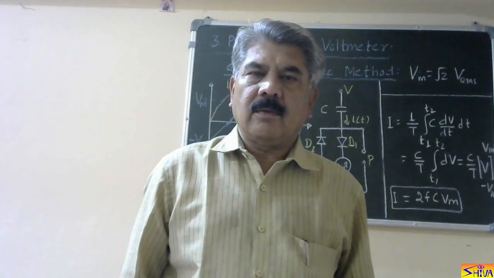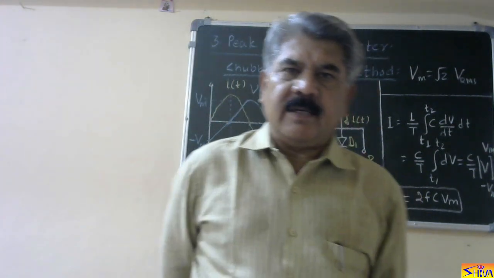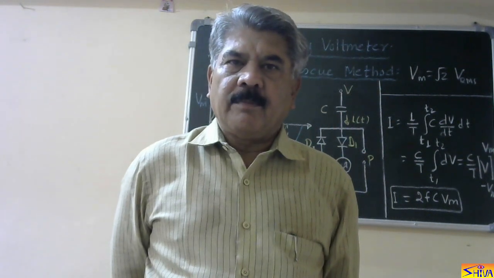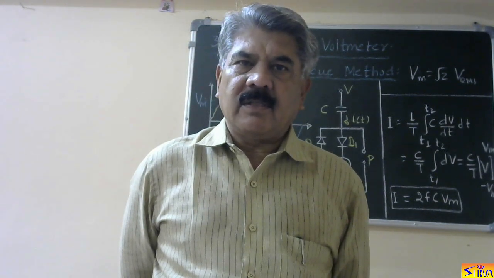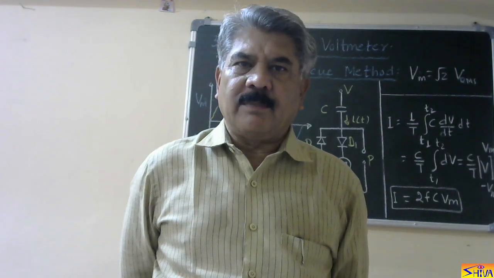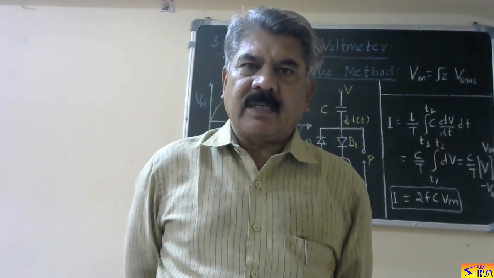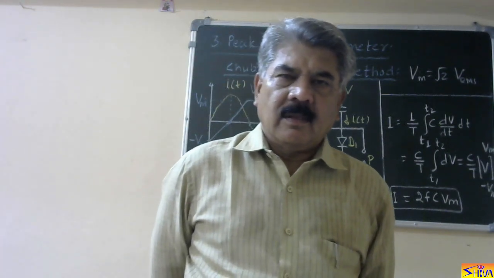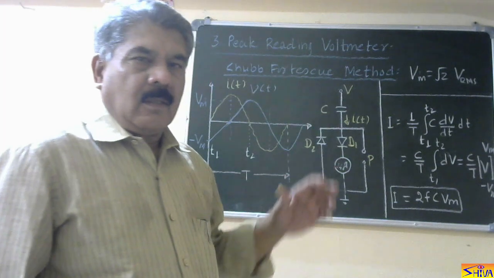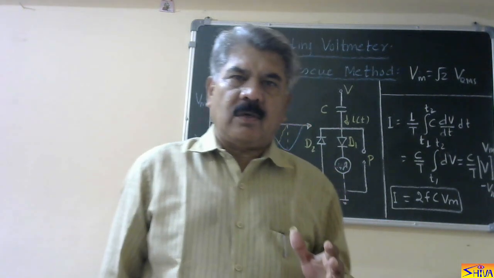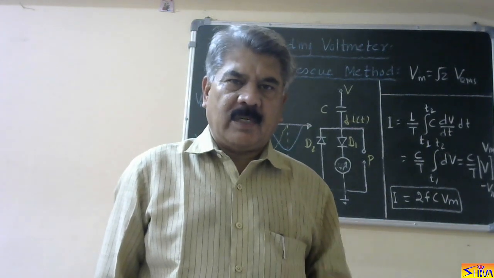Hello friends, good morning. In my previous two lectures, I had explained two different methods for measurement of high AC voltage. The first method was using series resistance or series impedance with a microammeter, and the second was the series capacitance microammeter method. Third is the peak reading voltmeter.